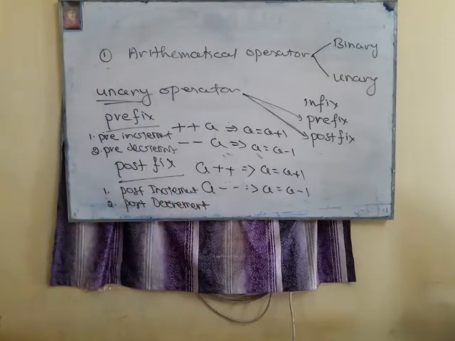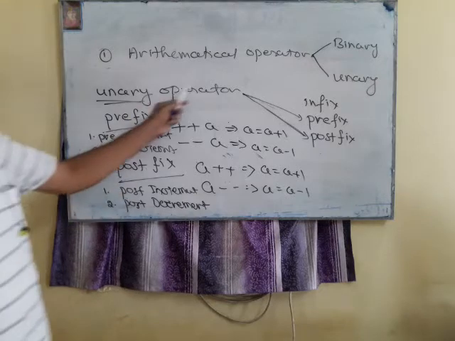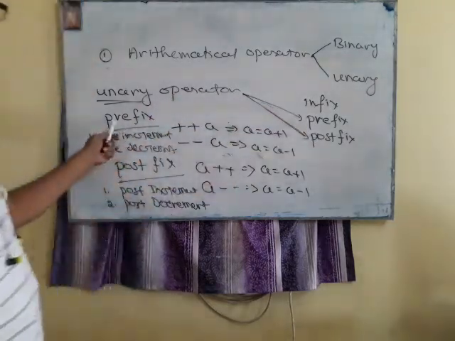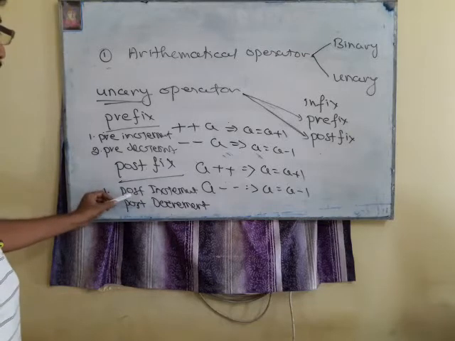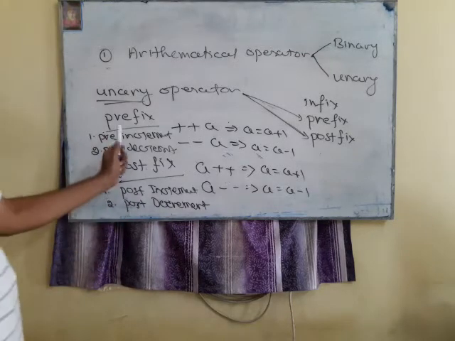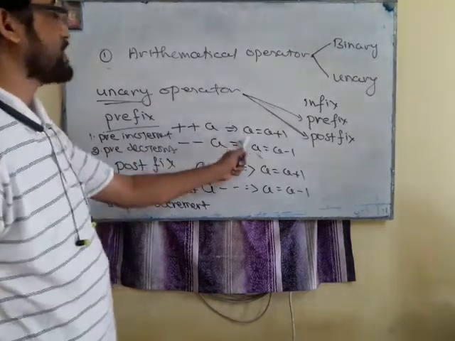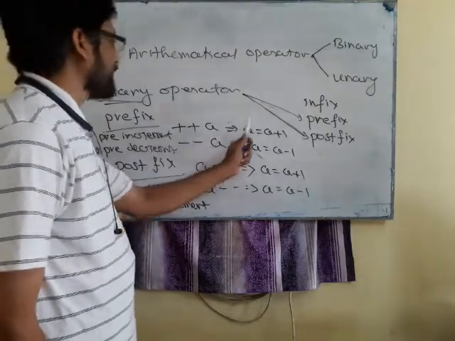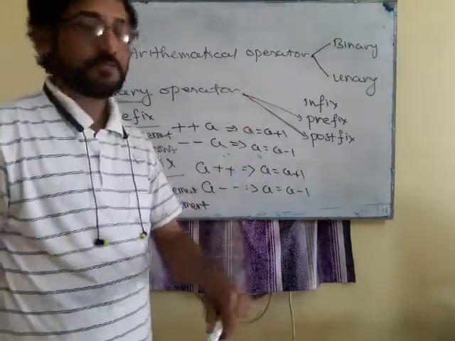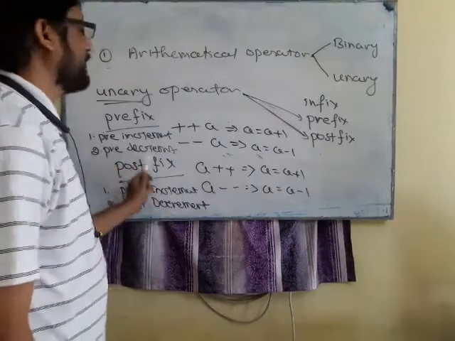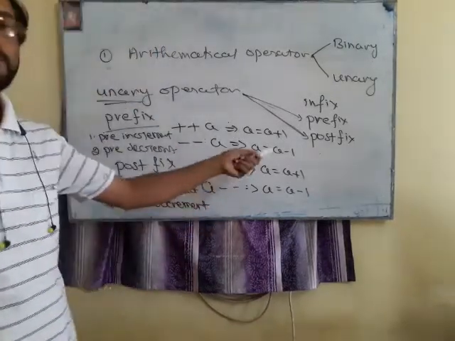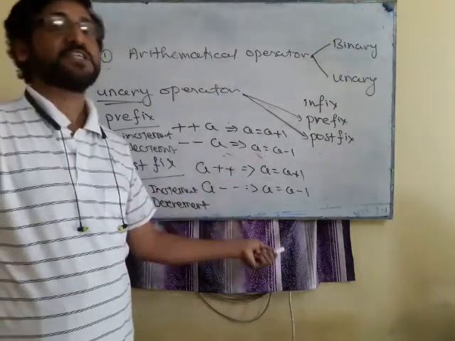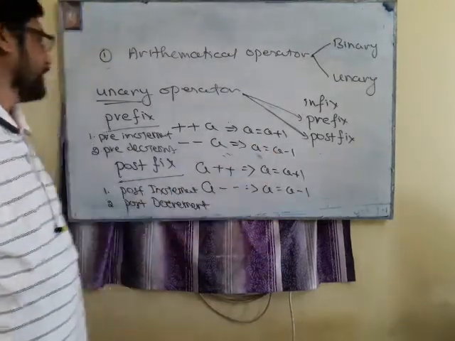So unary operator can be prefix or postfix. Prefix is pre-increment, pre-decrement. Postfix is post-increment, post-decrement. In pre-increment, at first the value of the variable will increase by 1, then the expression will be evaluated. In pre-decrement, at first the value of the variable is decreased by 1, that is a is equal to a minus 1. Value will decrease by 1 and then the expression will be evaluated.